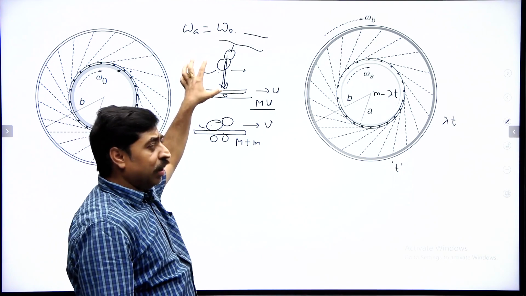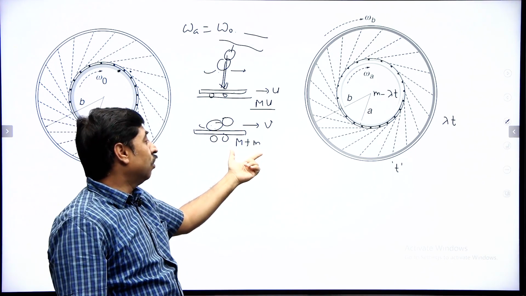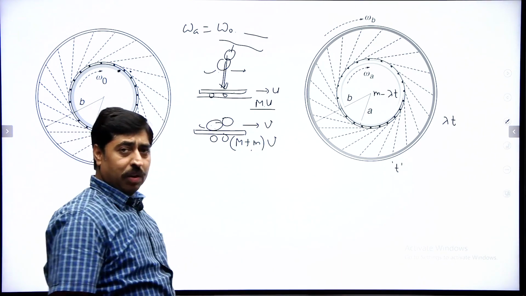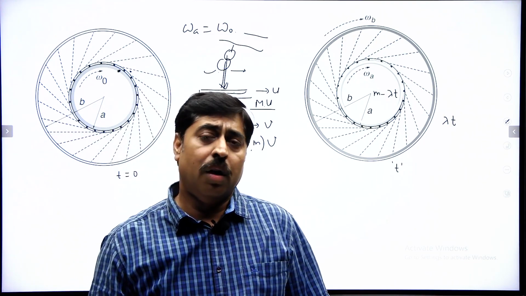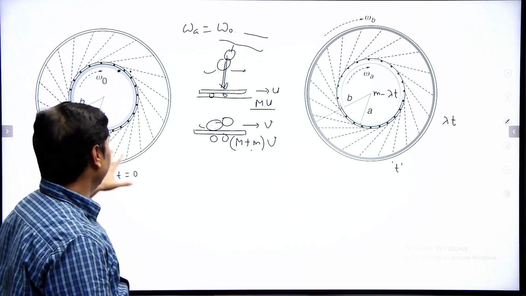So, the horizontal momentum just before the monkey lands is this much, but after the monkey lands, the horizontal momentum is (M plus m)v. So, these two quantities should be equal, as there is no horizontal force acting on the system from outside. So, the velocity has got changed. A similar thing will happen here.